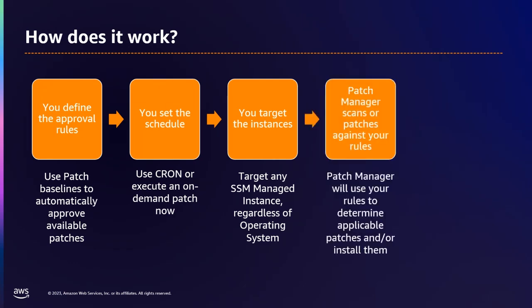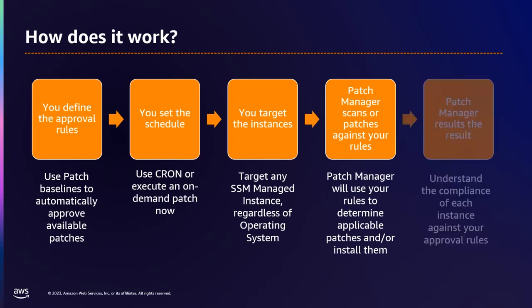At this point, and you've done this setup, what Patch Manager is going to basically do is execute a scan or a patch based on your rules and the setup that you did in these previous 3 steps. So Patch Manager is going to go in, determine what's available and applicable based on your rules, and it's going to execute a scan or a patch based on what you told it to do. And then it's going to return a result, which is basically your compliance or non-compliance.